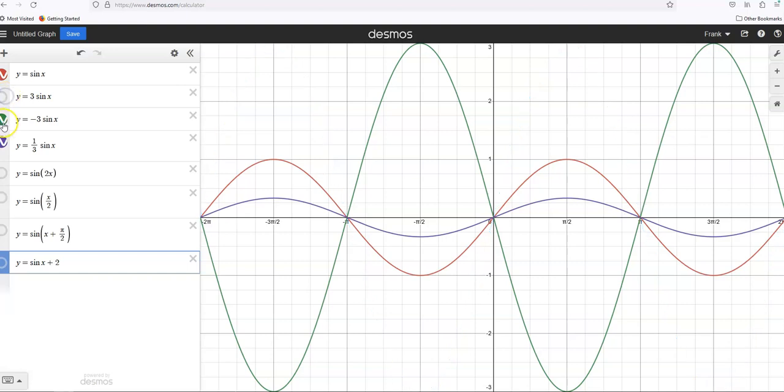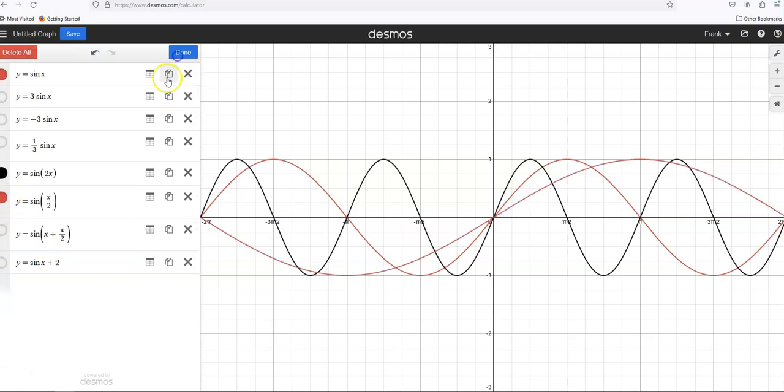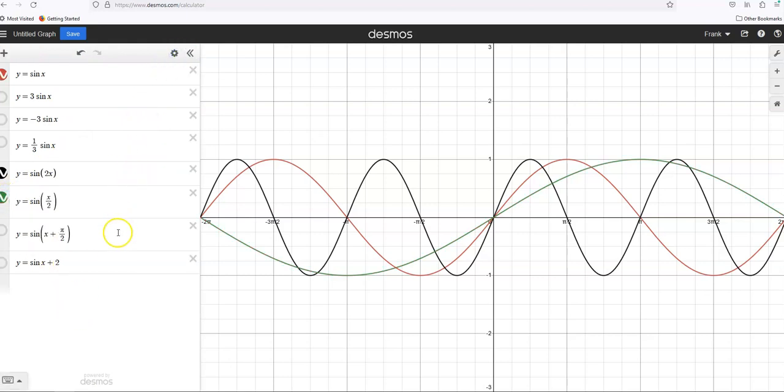How about the second round of them? The second round was the sine of 2x and the sine of x over 2. So here I can actually change these colors, right? Because you notice I got 2 reds, but I don't want 2 reds. So how about a red and a green? There we go. All right. So the original one is the red function. The black one is the sine of 2x, and the green one is the sine of x over 2.